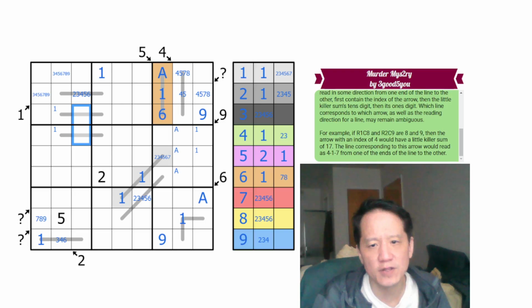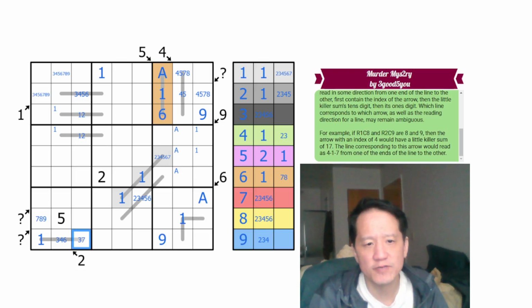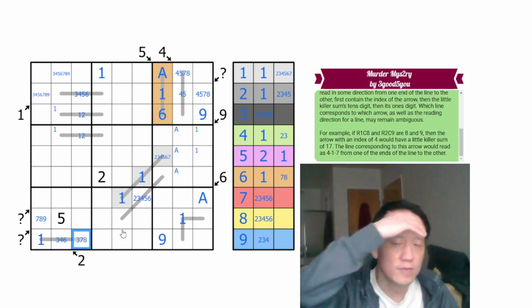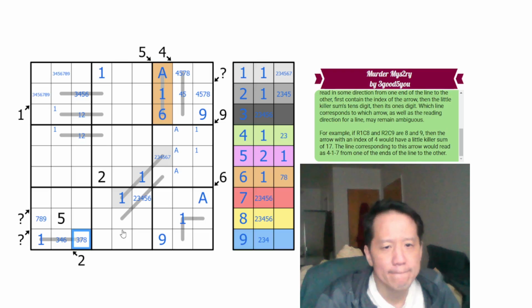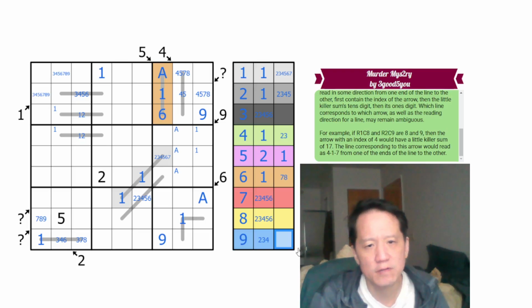So this specifically has to be 1 and 2, which means this can't be 2. This has to be 3, 7, or 8. We're not sure which, right? To add up to 31 or 41 or 61, which we're not sure of. Because this is the index, this is the tens digit, and that's the ones digit. So there's only one 1 in 3, 7, or 8. 9 cannot be 1. It could be any of the other ones though.